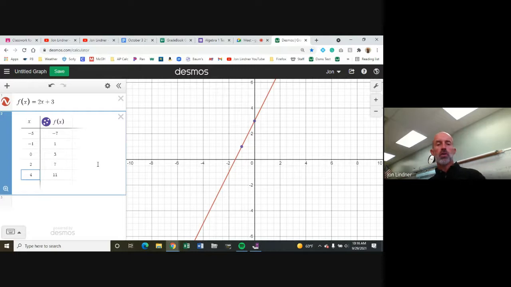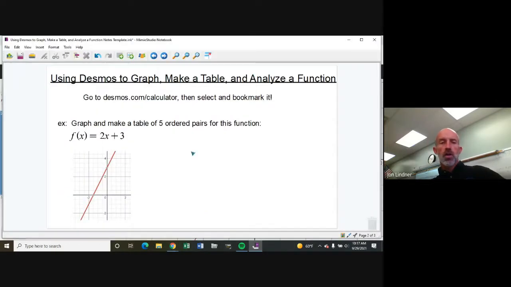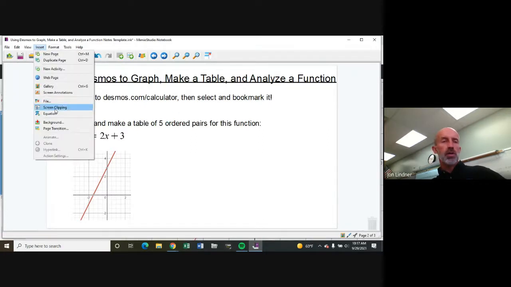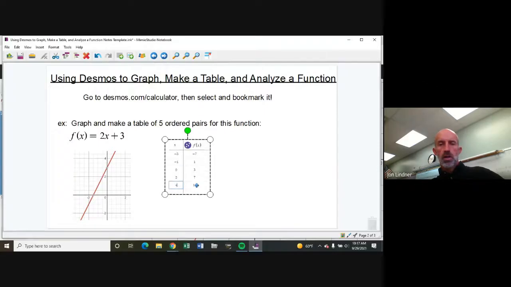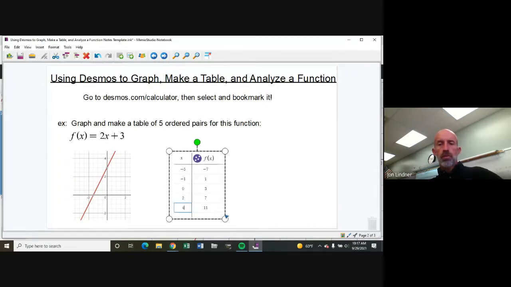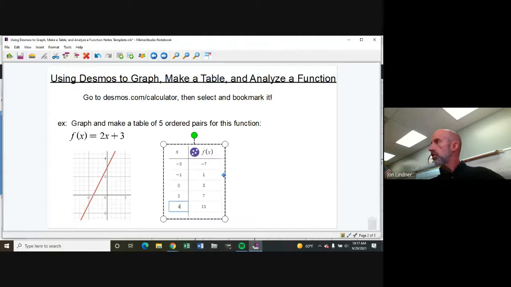All right. So all you have to do is now make a copy of this table in your notes. Because that's what we're going to do tonight: you're going to graph it and make a table of 5 ordered pairs. So I will screen clip this over. So for that problem, you should have those 2 pieces of information. You should have the graph and you should have the table.